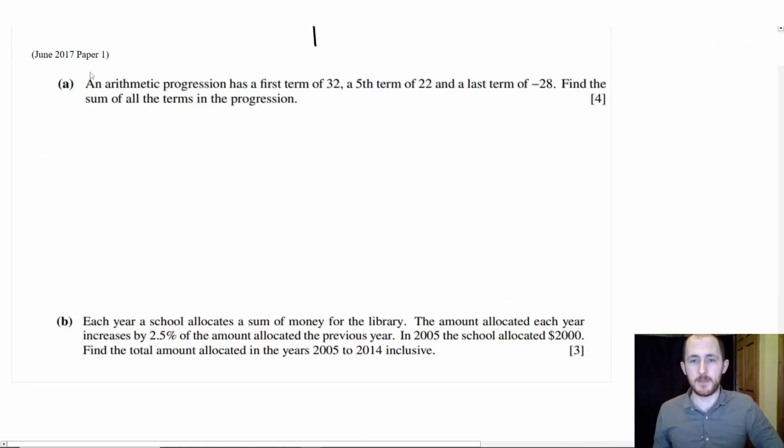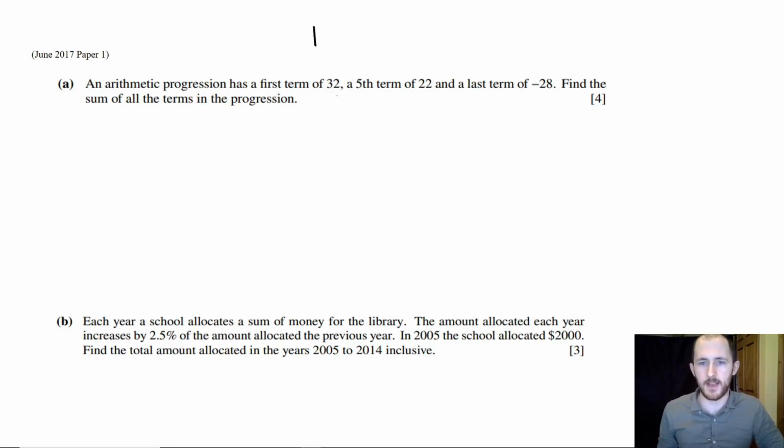For June 2017, paper 1, so an arithmetic progression has a first term of 32, so let's write that down. A fifth term of 22, and a last term of minus 28. Find the sum of all the terms in the progression.